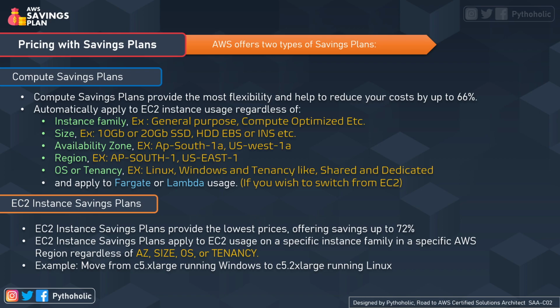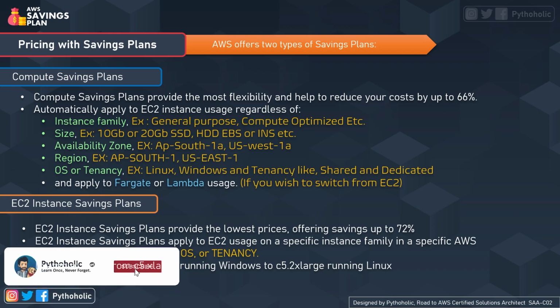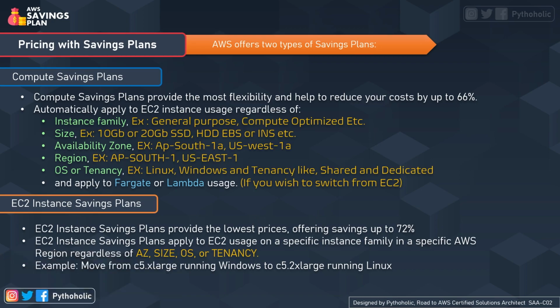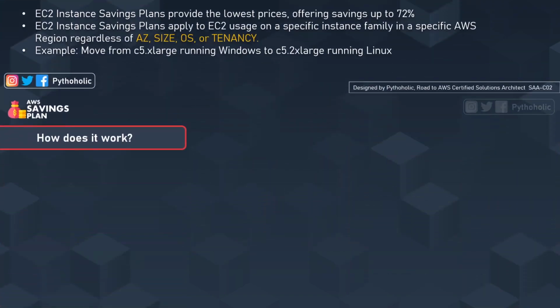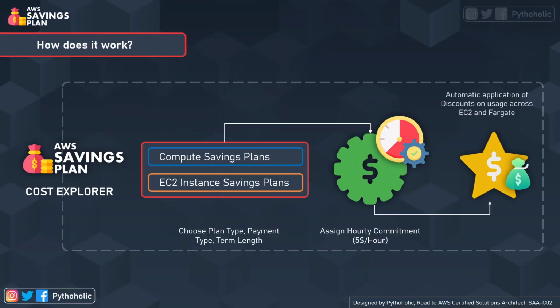So EC2 instance savings plans help you to save the cost of EC2 instances over a specific instance family. So let's suppose you apply it to C5, then you can apply the savings plan even if you're migrating from C5.xlarge running Windows to C5.2xlarge running Linux. It is regardless of availability zone or size or OS or the tenancy. Okay, I hope you got the point here. Let's move on. So now let's talk about how it exactly works.